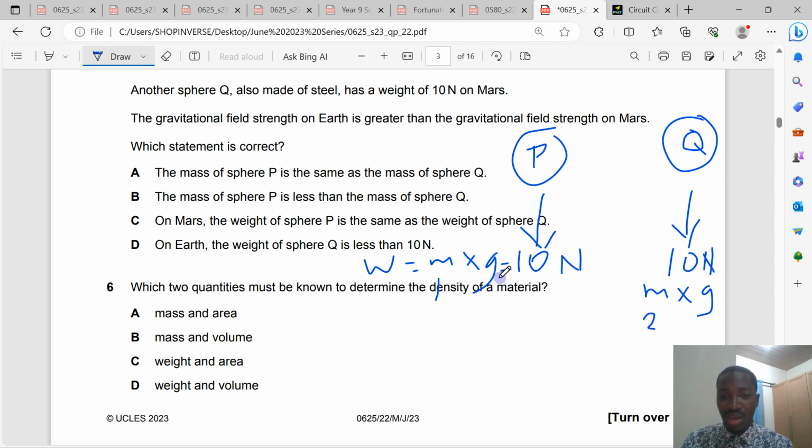While the mass that you are getting here, we were told that gravitational field strength on Mars, this is Mars, this is Earth, is less than gravitational field strength on Earth. That simply means the mass that you are weighing on Earth will be smaller than the mass you are weighing on Mars. So let's see.